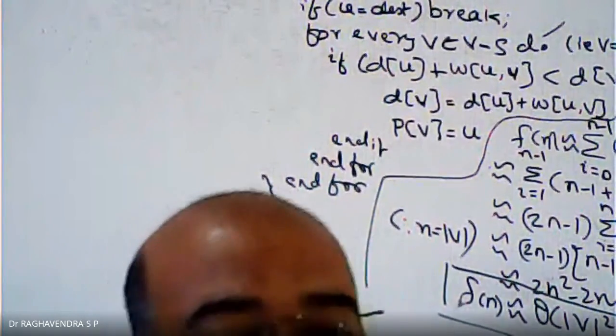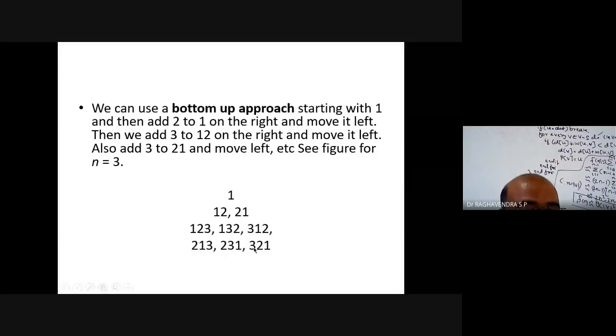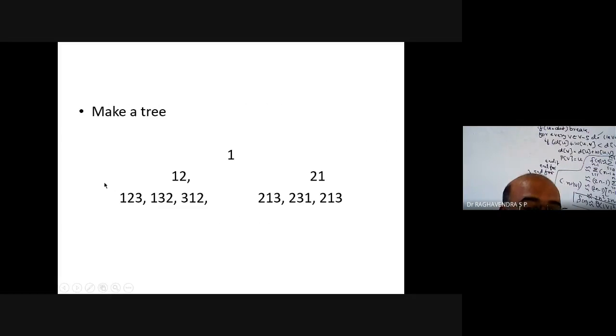Okay, now it is correct. So 3 is placed to the left position, 3 is placed to the right position, and 3 is placed in between. So these are the different types of permutations we can generate with n equals 3.